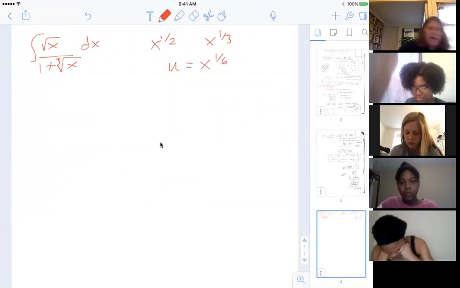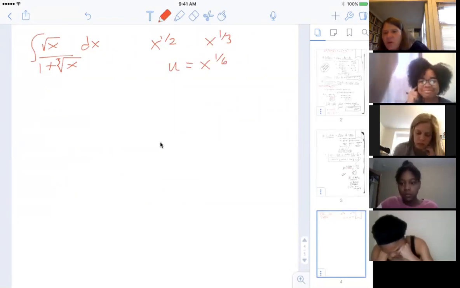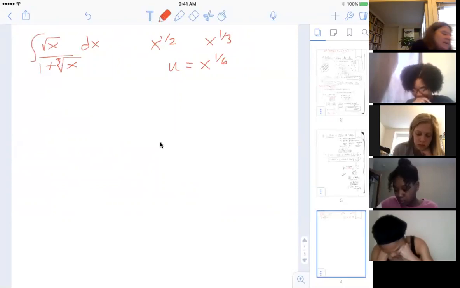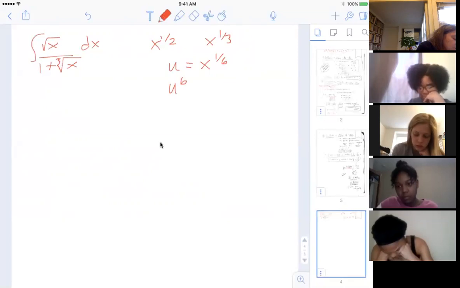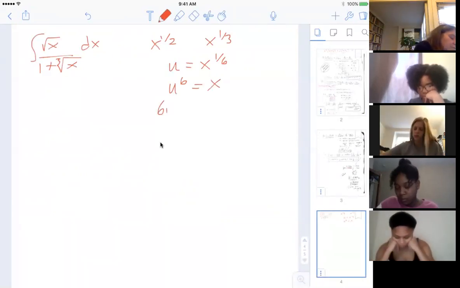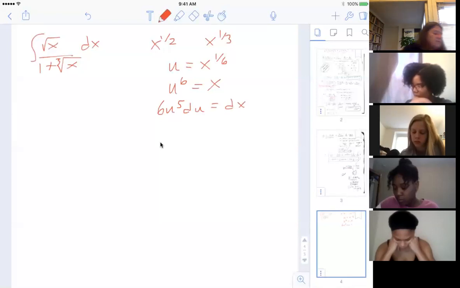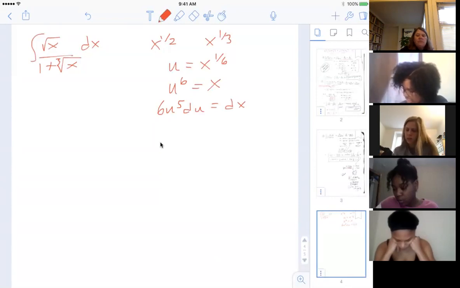You remember that, Tiara? So you got started right. Okay. So the next thing, we don't want to take du from that mess. So we'll raise both sides to the 6th power and we get x equal u to the 6th. Okay? Then we'll find our du. 6u to the 5th du will be 1 dx. All right. So that's part of your substitution there. Everybody good with that?